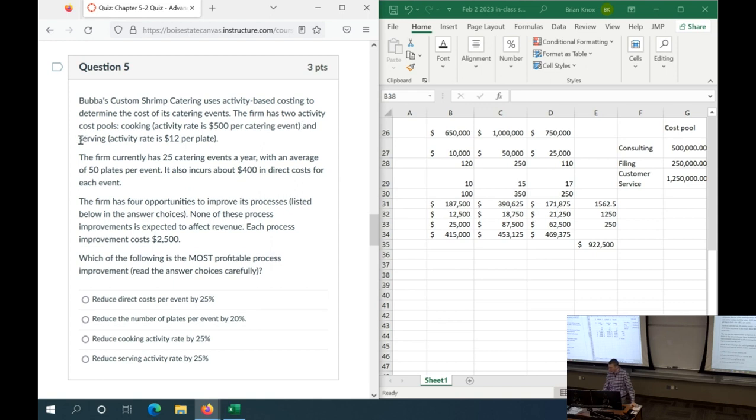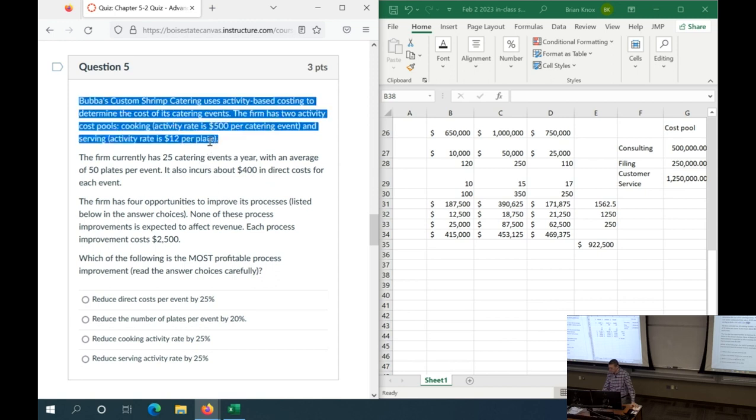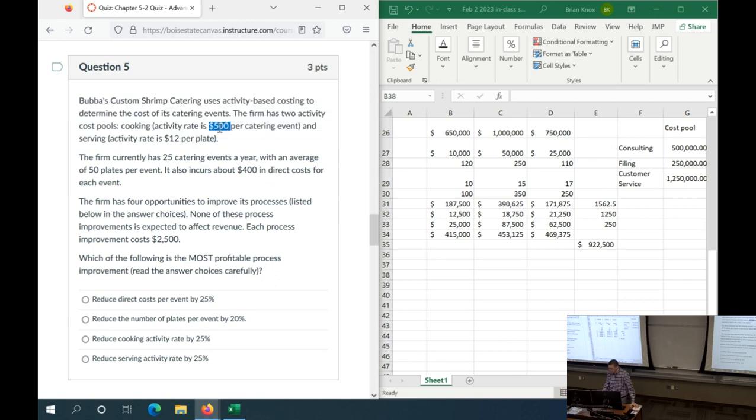And the other activity cost pool is for serving, an activity rate of $12 per plate. So we have events and plates, those are 2 cost drivers, and we charge them at $500 and $12 based on these 2 cost pools and rates. So the firm currently has 25 catering events a year with an average of 50 plates per event. So now we can figure out a total number of events, 25, and 25 times 50 should be our total plates we have each year.